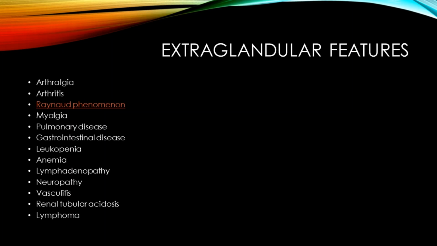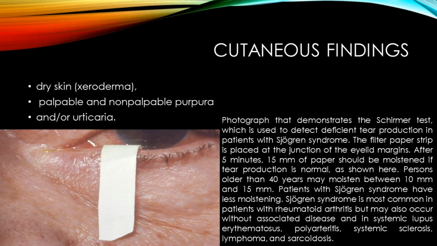As I said, we have not only glandular features, but we have also extraglandular features in Sjogren syndrome. It is the arthralgia, arthritis, Raynaud phenomenon, myalgias, pulmonary disease, gastrointestinal disease, leukopenia, anemia, lymphadenopathy, neuropathy, vasculitis, renal tubular acidosis, and lymphomas. Some cutaneous findings: dry skin, xeroderma, palpable and non-palpable purpura, and or urticaria.